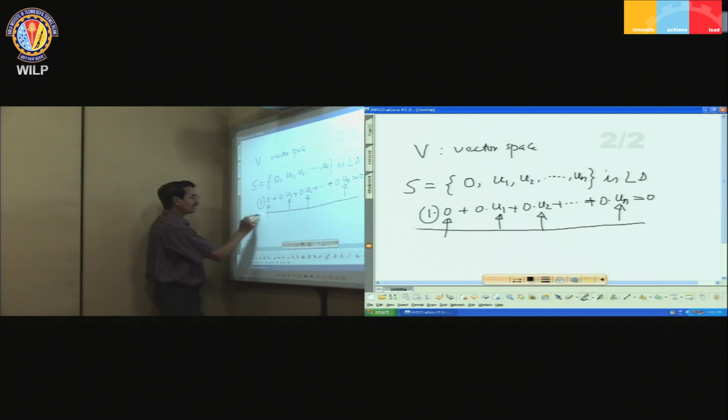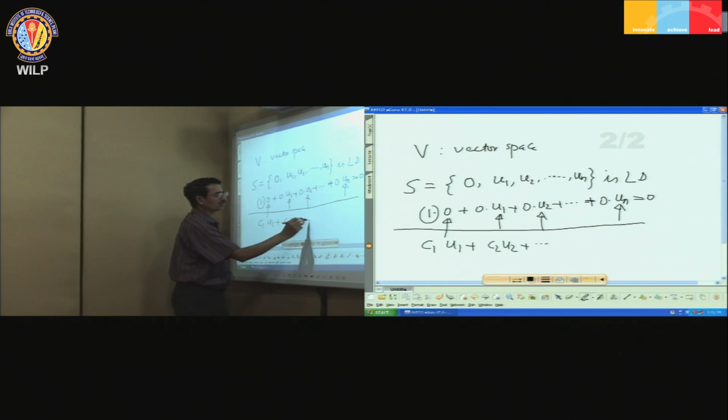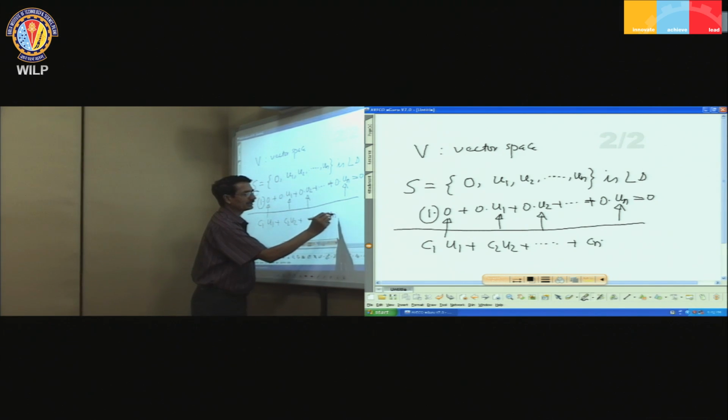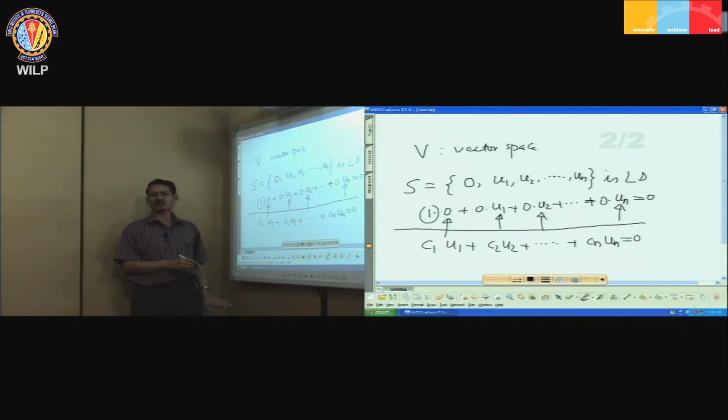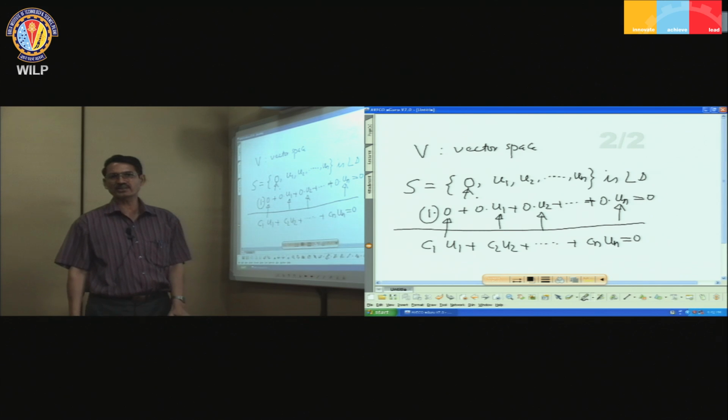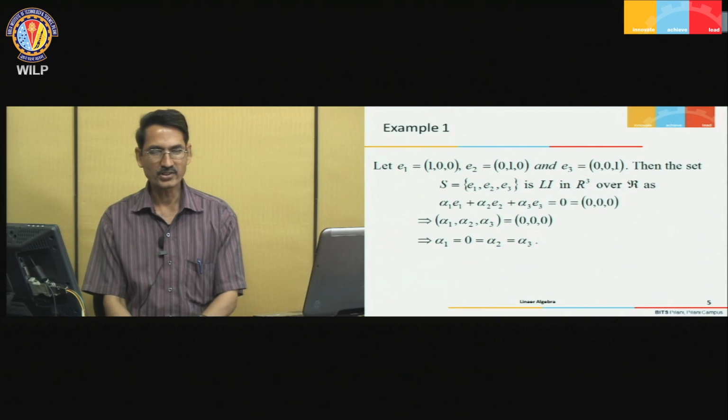Why? Because what I have explained is that if C1 into U1 plus C2 into U2 and so on plus Cn into Un is equal to 0, and there is any Ci which is different from 0, it will imply that U1, U2, Un are linearly dependent. And if all Ci's are 0 and there is no other solution, it will imply that U1, U2, Un are linearly independent. Therefore, any set consisting of a zero vector is always linearly dependent. So remember, the moment any set consists of a zero vector, it implies that the given set is linearly dependent. Let us see one example.